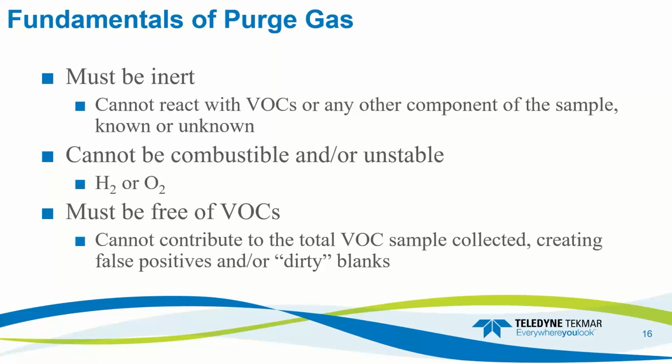So hydrogen can be used as a carrier gas because when we go into bake mode in our instrument, it doesn't build that pressure up. So it's okay. Purge gas must also be free of VOCs. Usually the standard is 5/9 pure gas. You don't want it to contribute to the total VOCs in the sample collected and then create false positives or contaminated blanks.